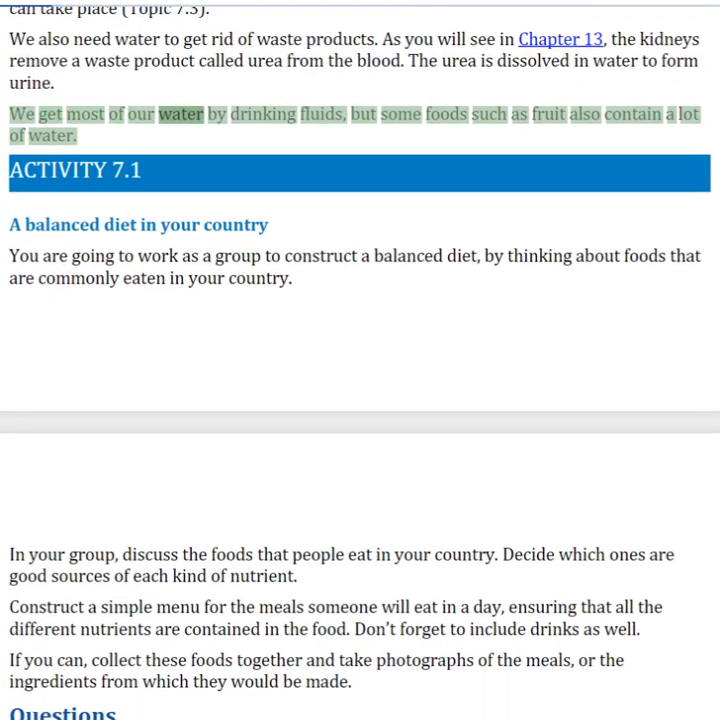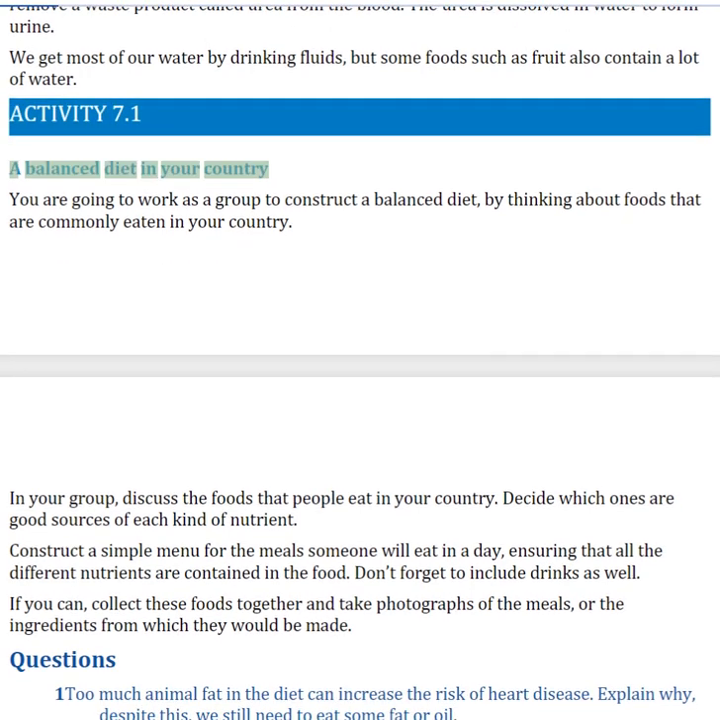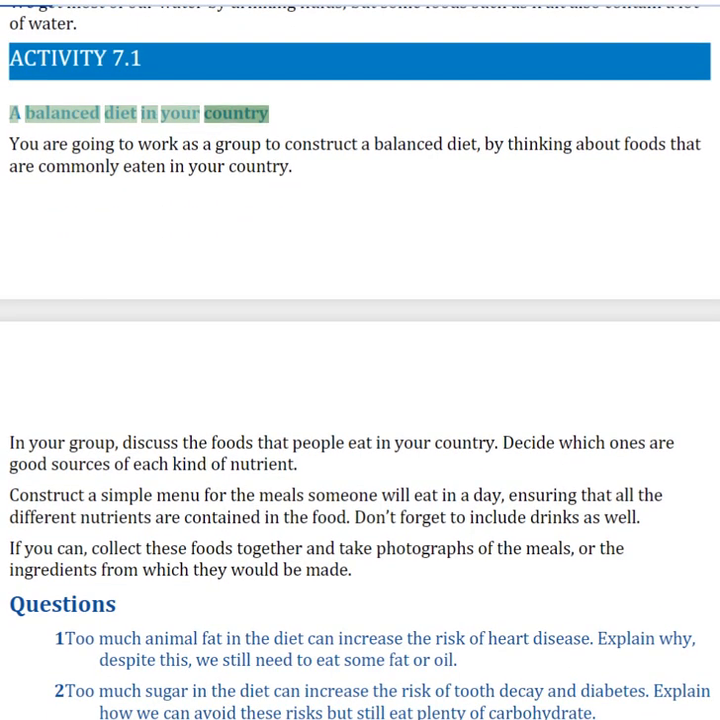We get most of our water by drinking fluids, but some foods such as fruit also contain a lot of water. Activity 7.1. A balanced diet in your country.